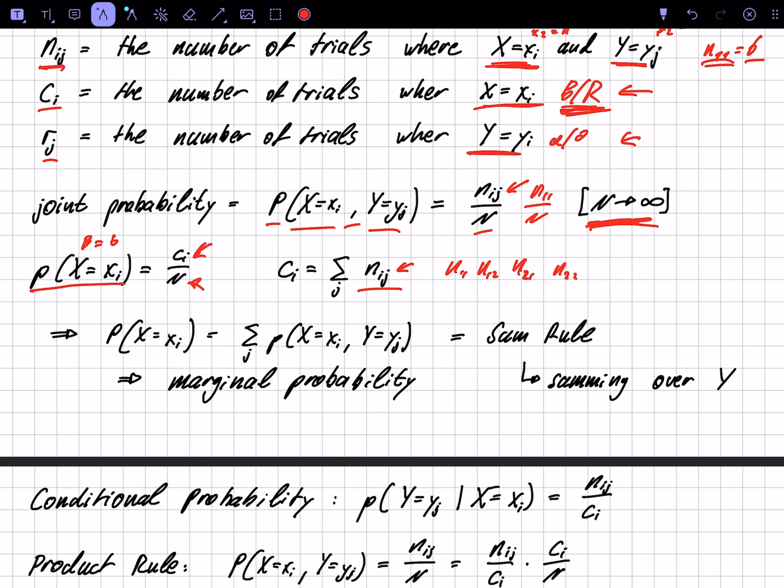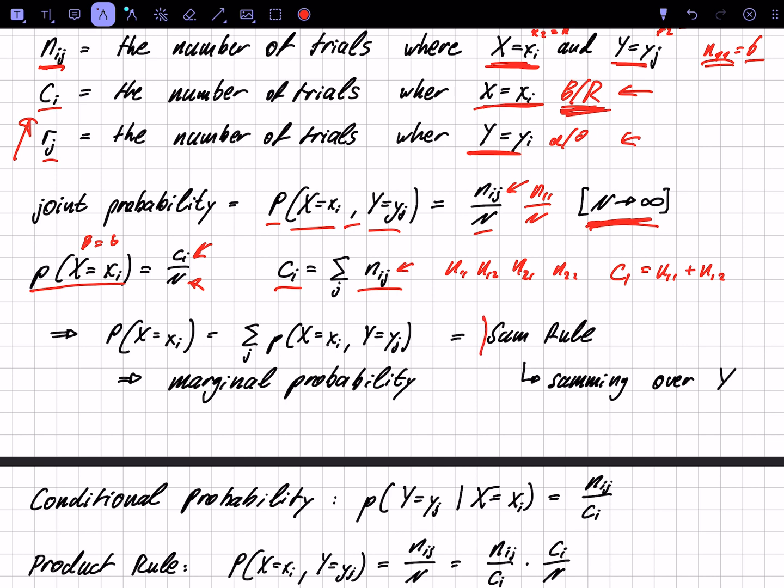And if we want to select C1, for example, we only add up n11 and n12. And then we have the C, and the C was that one. It does not care what the other random variable is, in this case y, and only cares about the C.